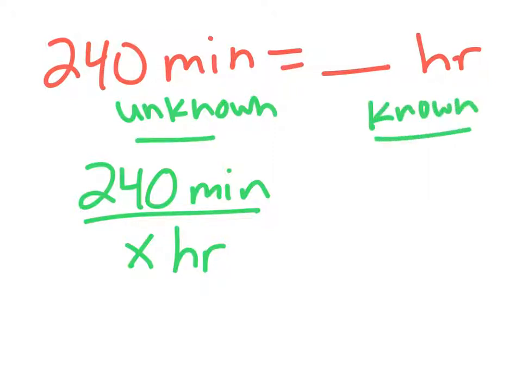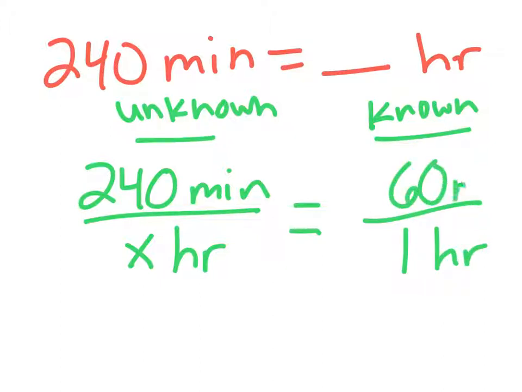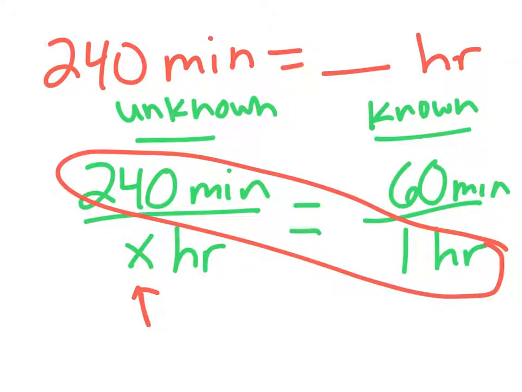Again, it's the same known because we're still comparing hours and minutes, except now when I set this up over here, I have to put 1 hour on the bottom and 60 minutes on the top, because I have minutes over hours on the first side, so I must have minutes over hours on the other side. So when I go to solve this, because x is located here, I'm going to cross multiply the opposite side.